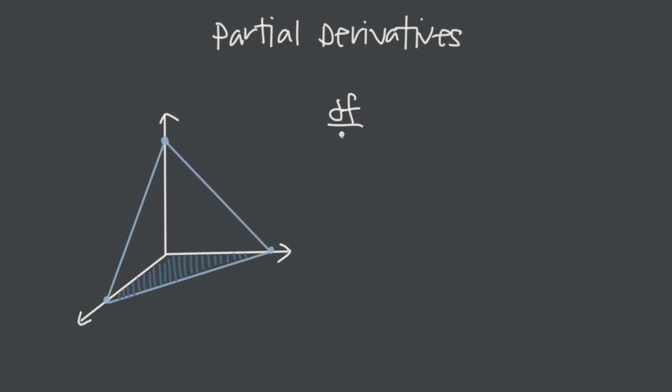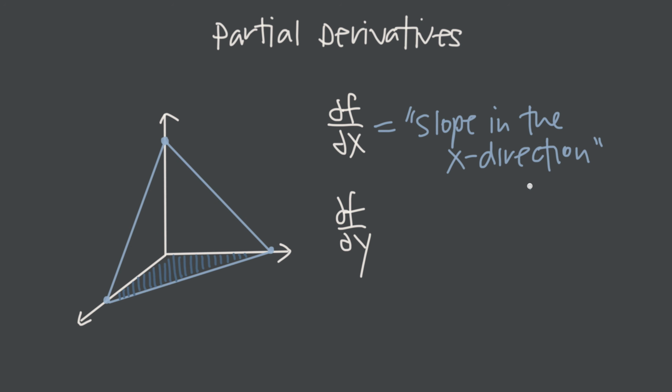So when we talk about partial derivatives of a function, we have the partial derivative with respect to x of f and the partial derivative with respect to y of f. These are the first order partial derivatives of a function. Well, what these mean: the first order partial derivative with respect to x means slope in the x direction, the slope toward x. And then, of course, the partial derivative with respect to y means slope in the y direction.